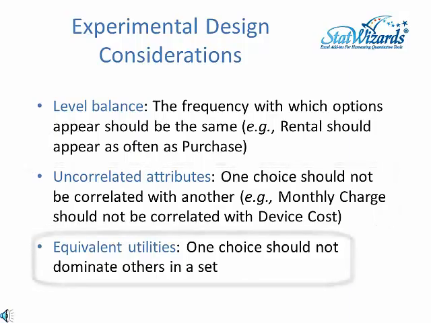The third consideration is equivalent utilities. This means that one choice should not dominate others in a set, and likewise, a choice should not be such a bad choice that no one chooses it. You want to try to set up the choices so that there's a roughly equal opportunity for people to pick any of the choices in a set.